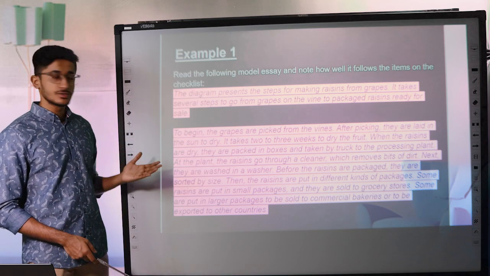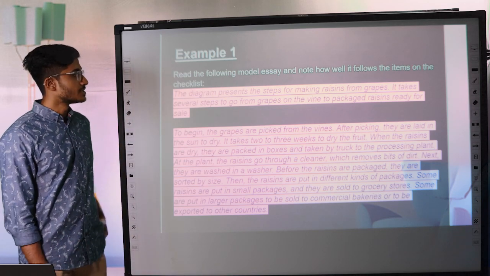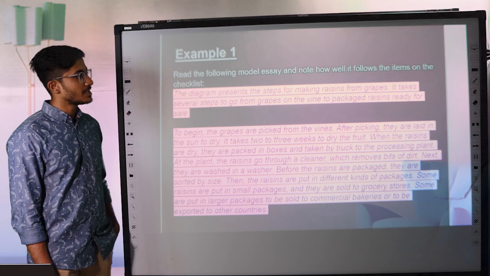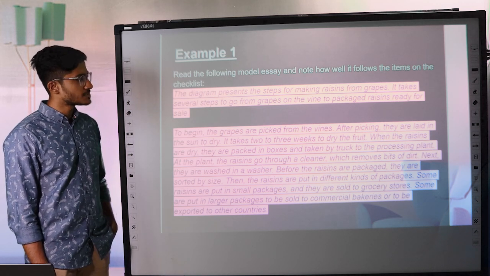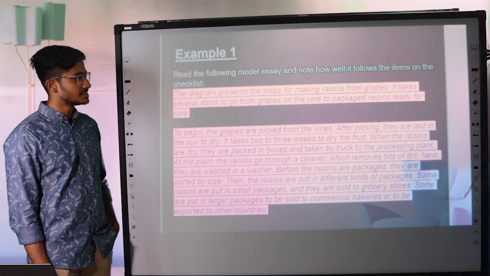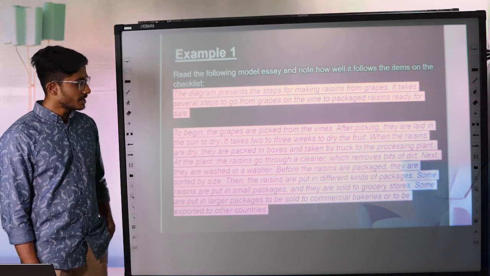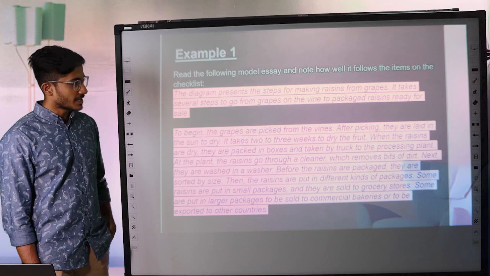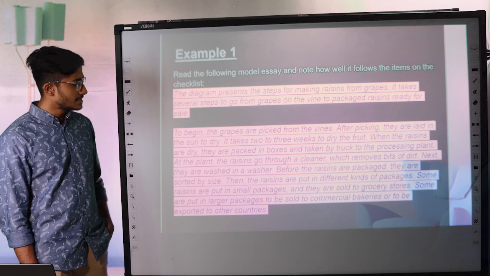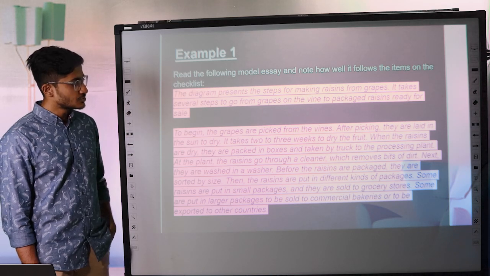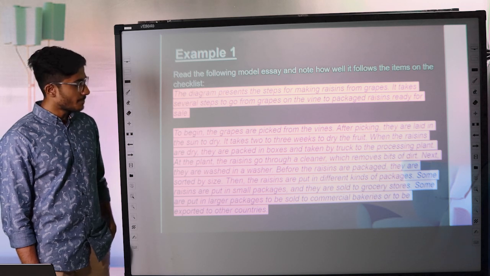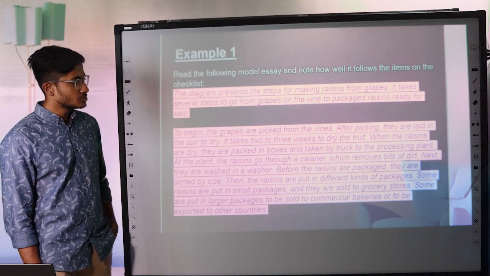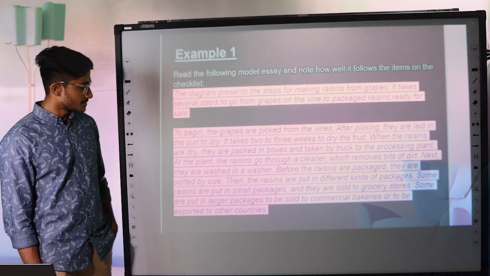For you guys, I'll just read it through. The diagram presents the steps for making raisins from grapes. It takes several steps to go from grapes on the vine to packaged raisins ready for sale. To begin, the grapes are picked from the vines. After picking, they are laid in the sun to dry. It takes 2 to 3 weeks to dry the fruit. When the raisins are dry, they are packed in boxes and taken by truck to the processing plant.